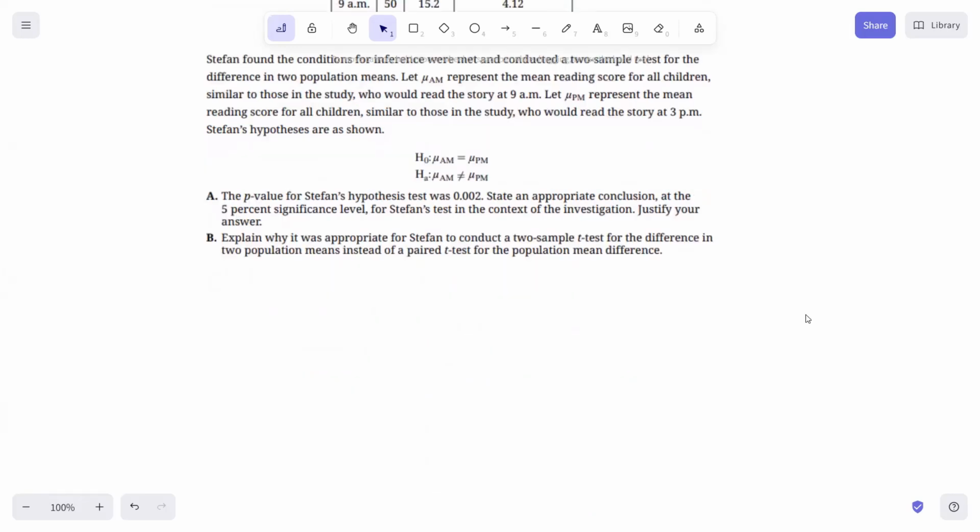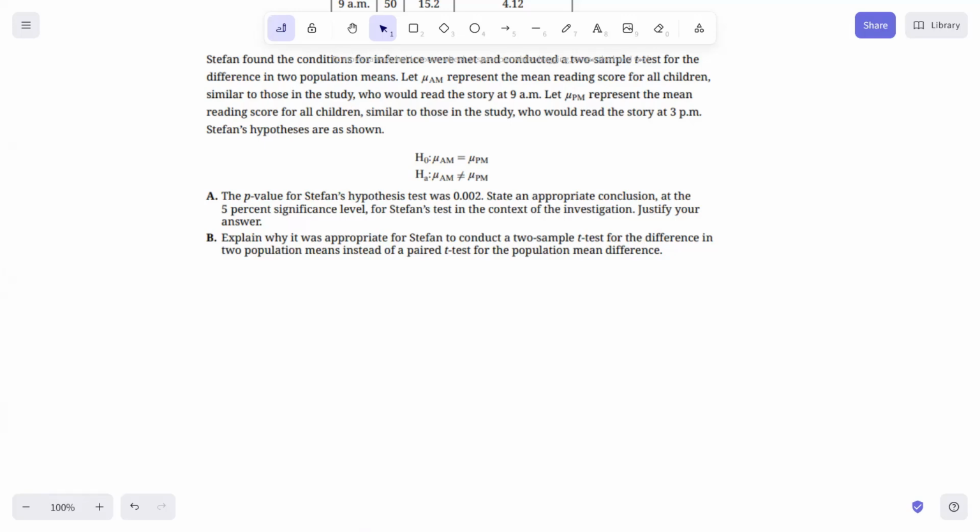Part A, the p-value for Stephan's hypothesis was 0.002. State an appropriate conclusion at the 5% significance level for Stephan's test in the context of the investigation. Justify. So here, since the p-value of 0.002 is less than the significance level of 0.05, we would reject the null and conclude that Stephan has convincing statistical evidence that the mean reading score for all children, similar to those in the study, who would read a story at 9 a.m.